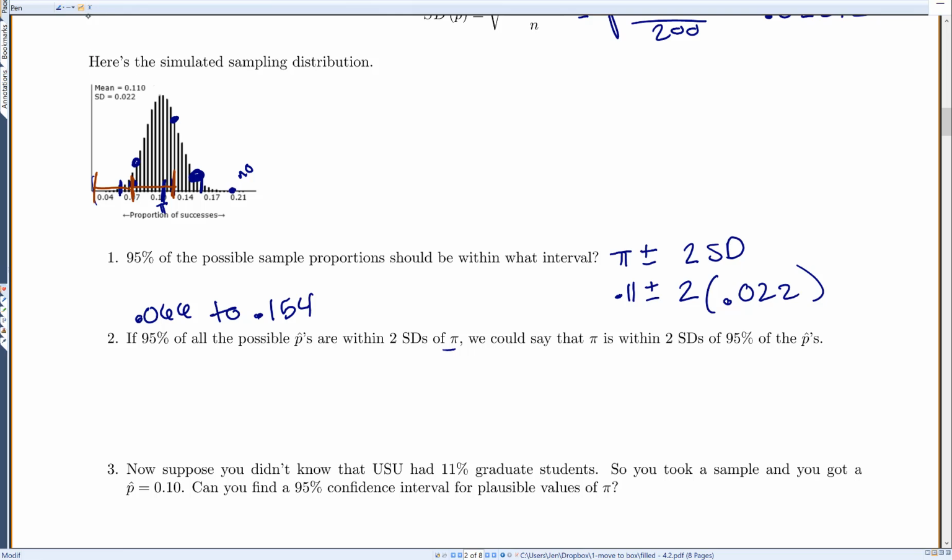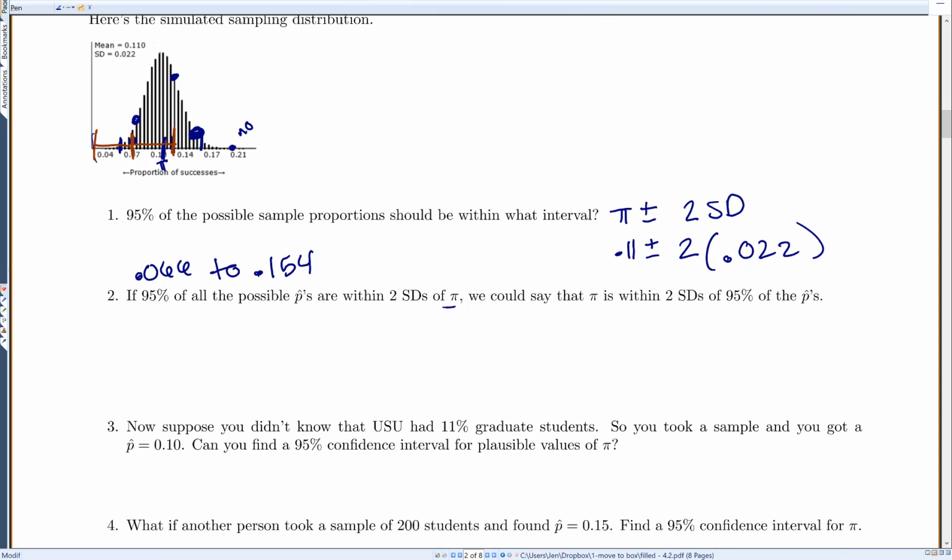So let's look at part 3 here. Suppose we didn't know the USU had 11% graduate students, so we don't know our population proportion. If we took a sample and we got a sample proportion of 0.10, can you find a 95% confidence interval for plausible values of pi? Well, let's think about this. If we didn't know that it was centered right there at pi, but we know that we got 0.10, could we just go out 2 standard deviations to see how far out we are?